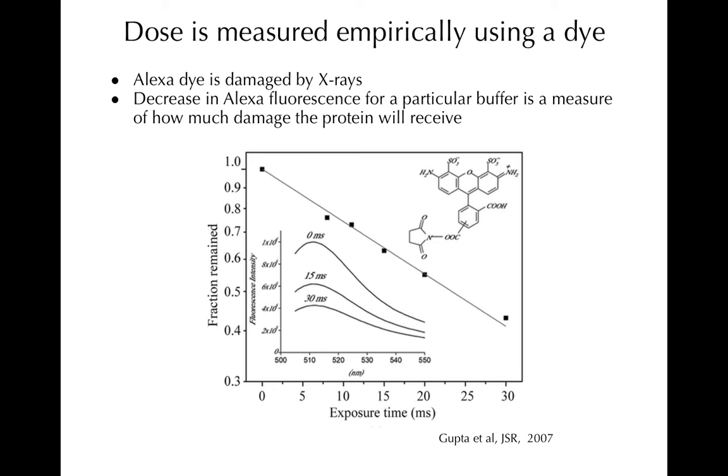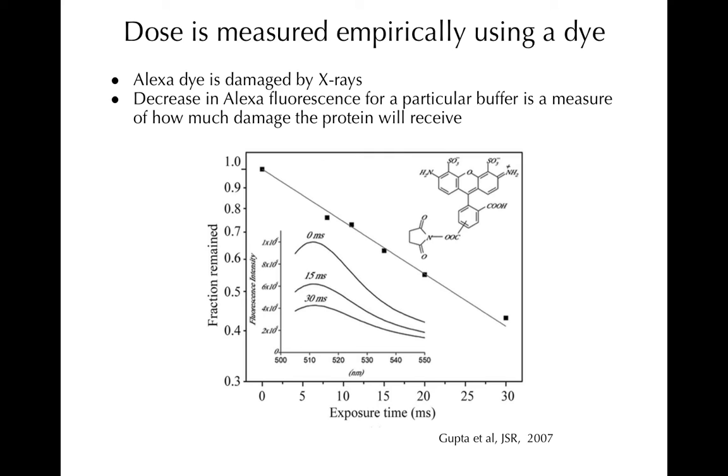So because of this, we have to figure out a way to determine the dose to the sample, the dose to the protein. And to do this, we use an empirical measure. We use a dye, an Alexa dye, which fluoresces. But when it's been damaged by X-rays, it stops fluorescing. So if we monitor the change in fluorescence of that dye as a function of X-ray exposure time, that gives us an empirical measure of the amount of dose that the protein will get.